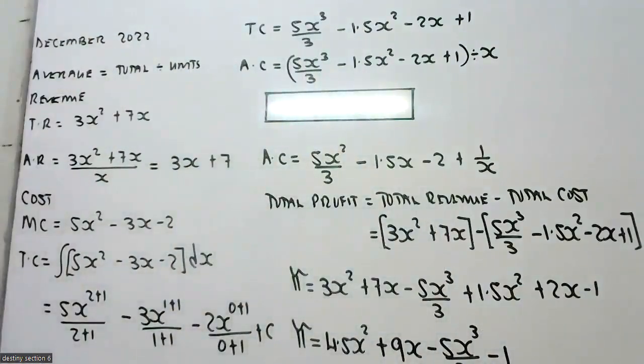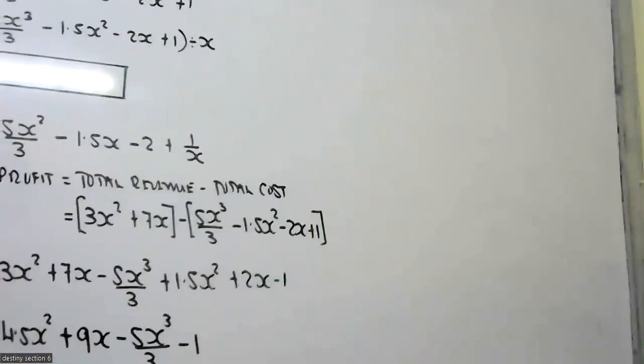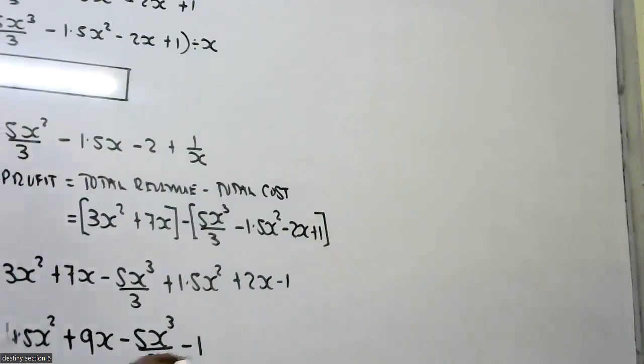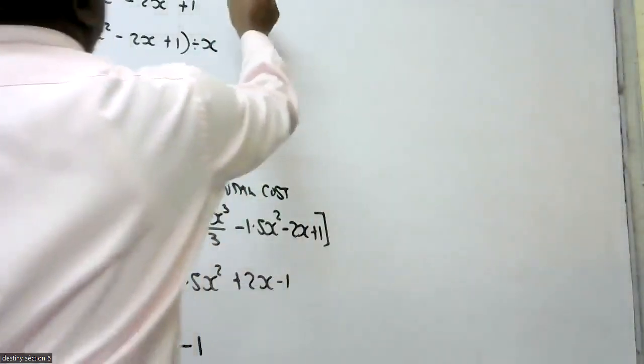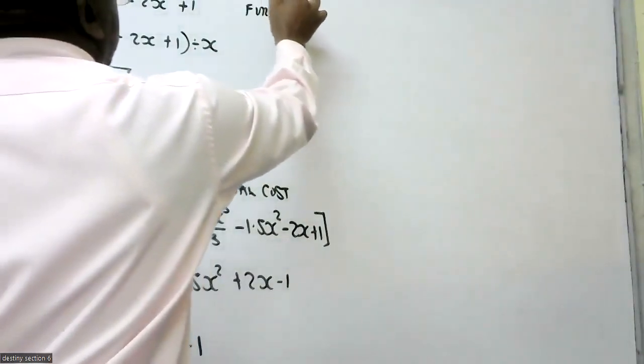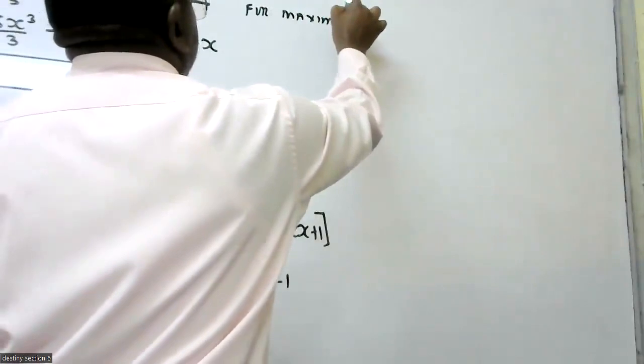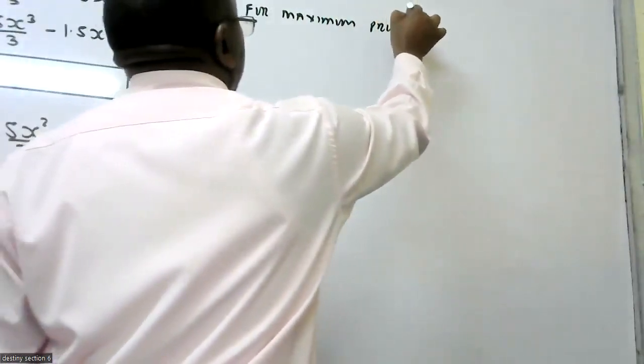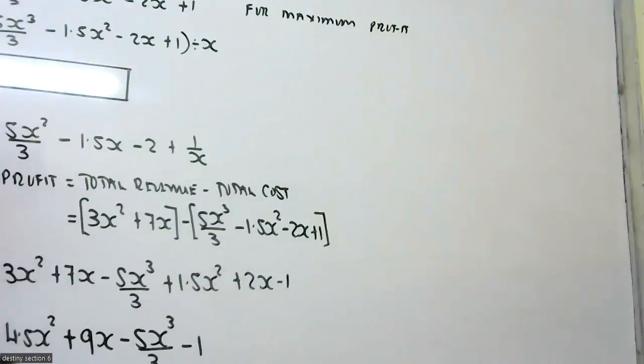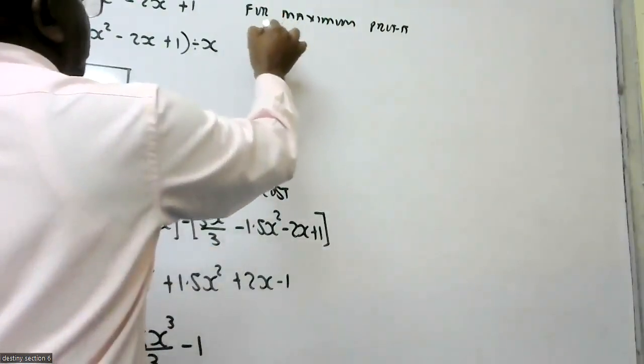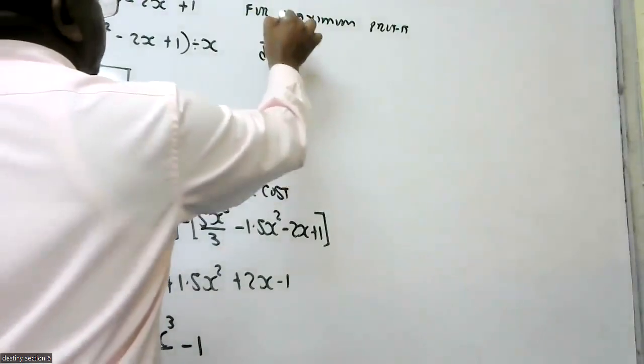So that is the profit function. If that is the profit function, we proceed and say for maximum profits, if you want to earn maximum profit, you differentiate with respect to x.